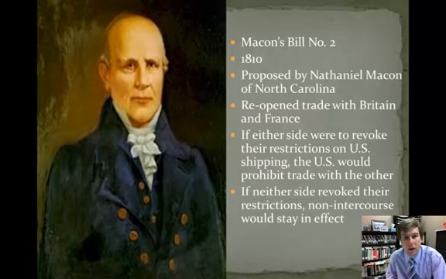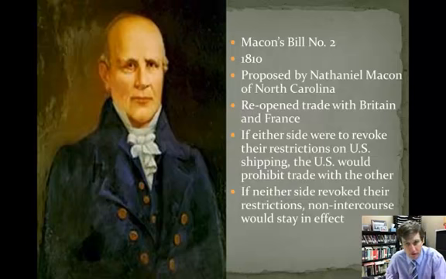Now, if you remember back to the Jefferson presidency, we had the Nonintercourse Act, where the United States would not trade with the French or the British, but it would trade with everyone else. This followed the Embargo Act. So in 1810, Nathaniel Macon of North Carolina proposed Macon's Bill No. 2, reopened trade with Britain and France. However, if either side were to revoke their restrictions on U.S. shipping, the U.S. would prohibit trade with the other. So if neither side revoked their restrictions, then non-intercourse would stay in effect.